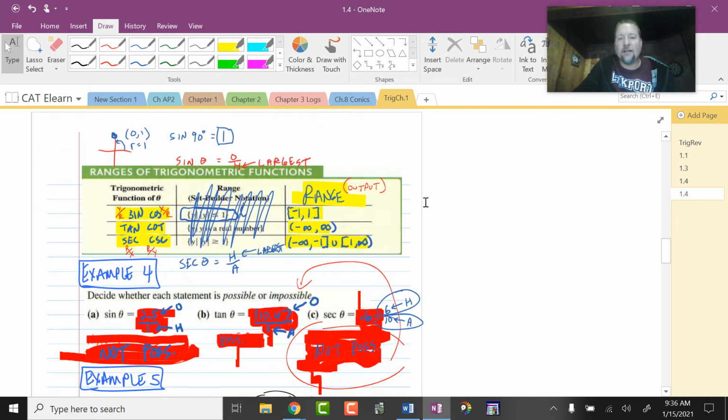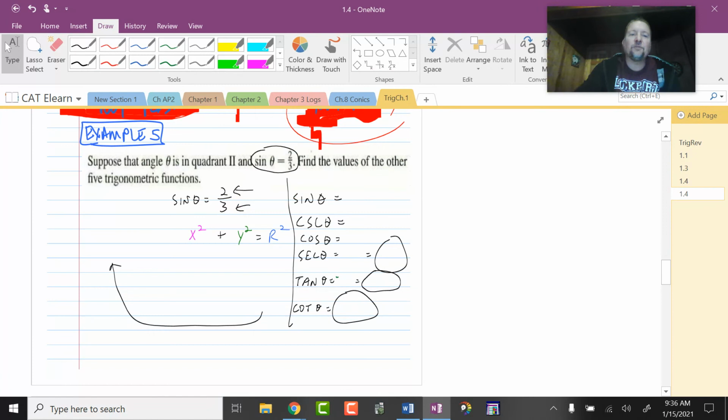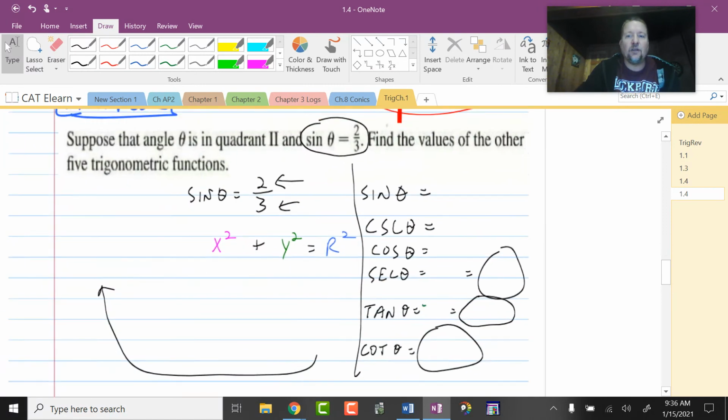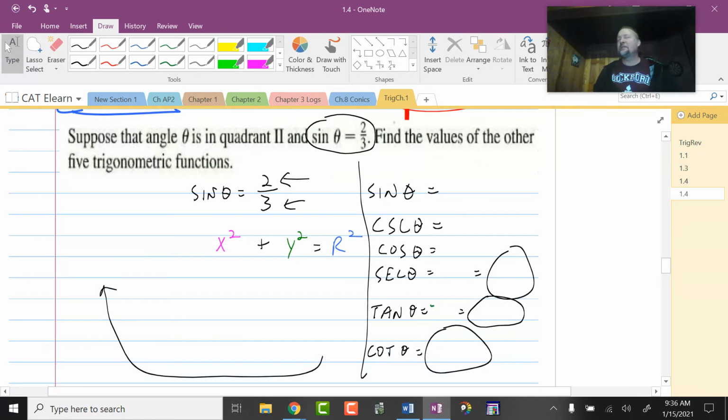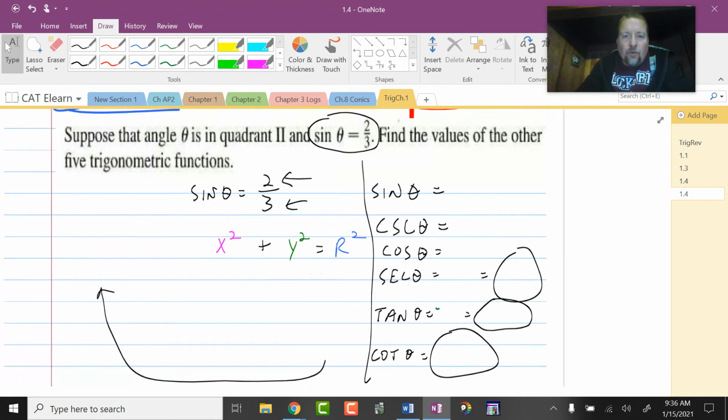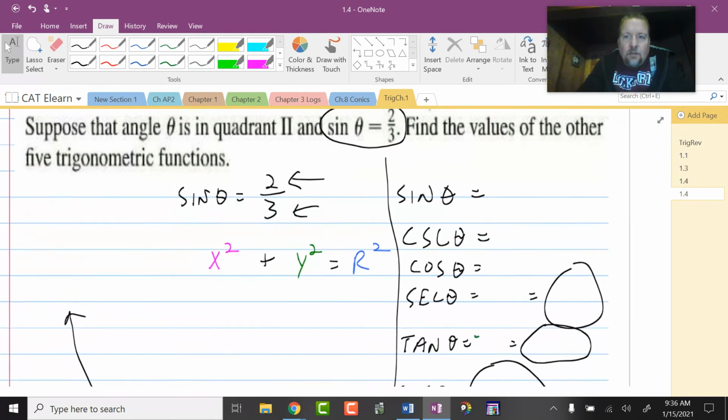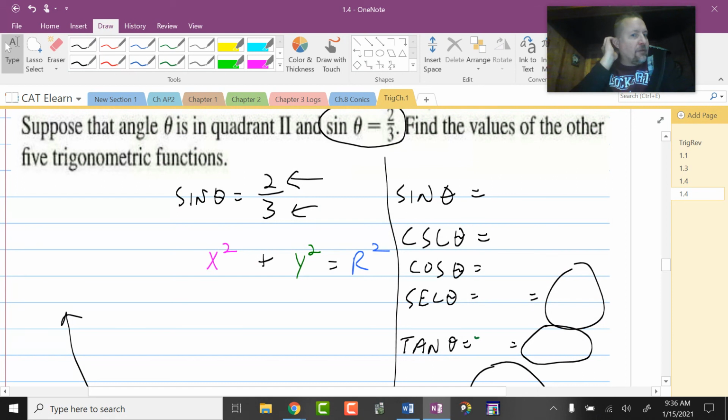Not doing those, not doing that, not doing that. I just want to keep it to questions that we had kind of in section 1-3, but it's just a little different way of asking it. So I'll slowly read this. Suppose that an angle theta is in quadrant 2.